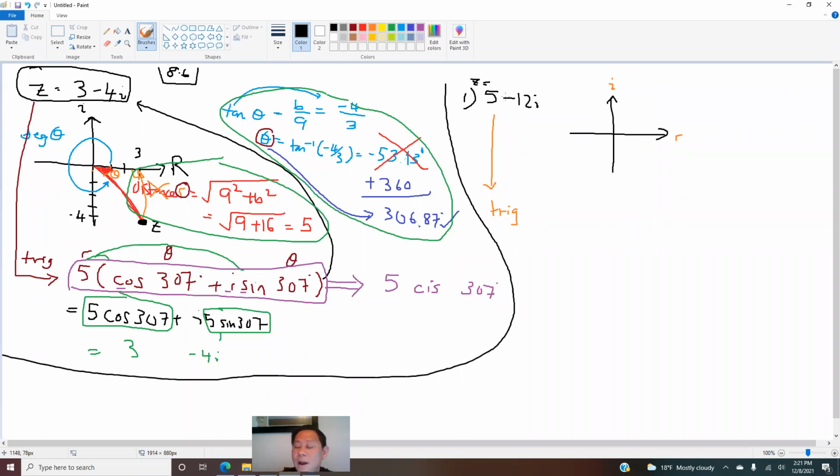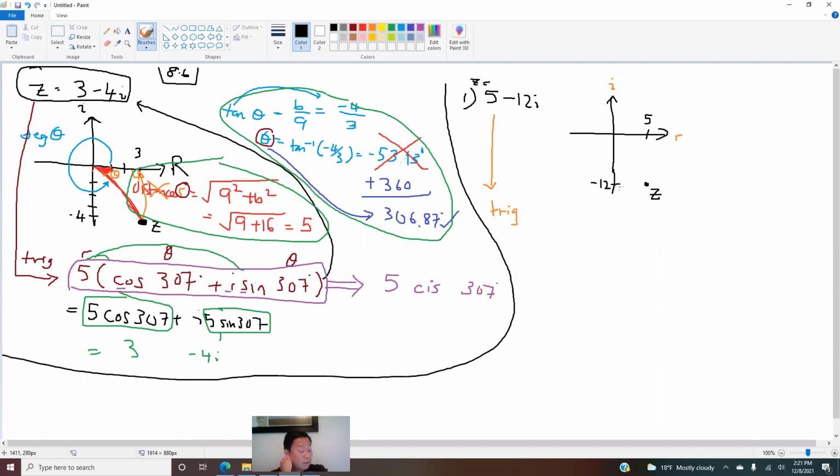So where is this complex 5 minus 12i at? Your real is 5. Your imaginary is where? Negative 12, right? So this is at where? Quadrant 4. At quadrant 4. So this is it. Don't draw me a line.